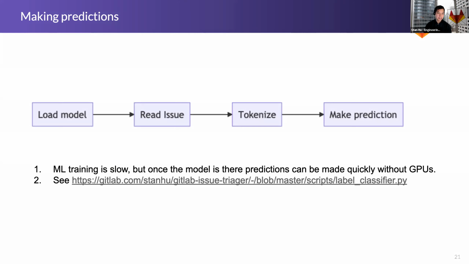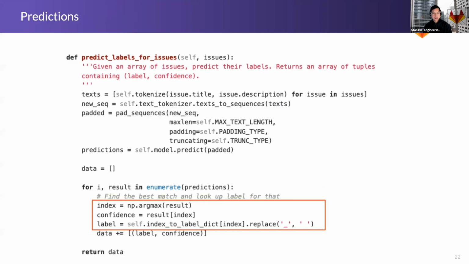Now on the reverse side, making predictions is actually pretty easy. You just load those models. You load that JSON file, you load that binary file, you get your issue text, you tokenize it, and then you make the prediction. And the prediction part is much cheaper than the training part, surprisingly. Not surprisingly, I guess.